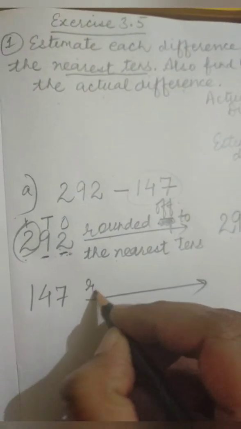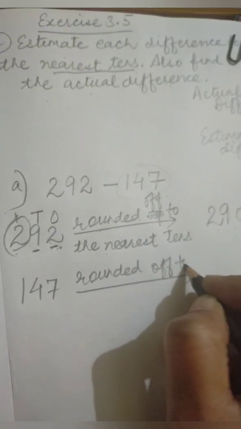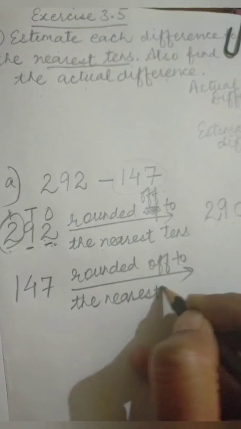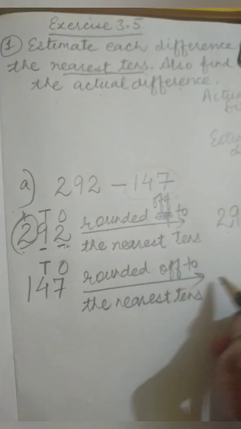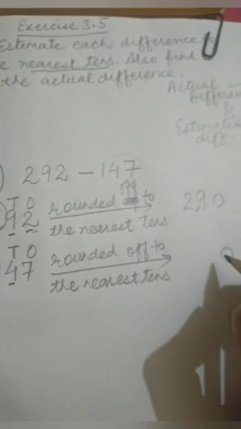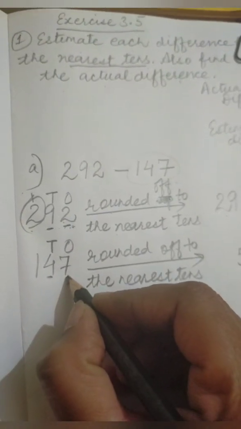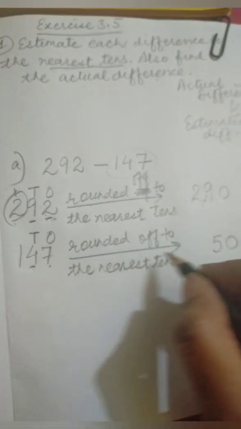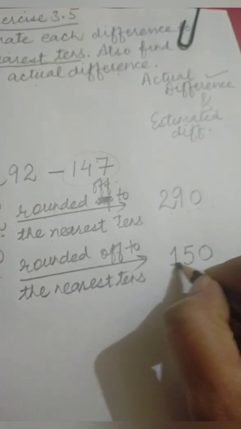We have to also round off to the nearest tens. Then what will be here? Ones, tens. Ones place will be 0 and tens place will be 5. Why? Because the ones place digit is more than 5, so the tens place will be next, it will be 5. Now the hundreds place has no role, it will be written as it is.